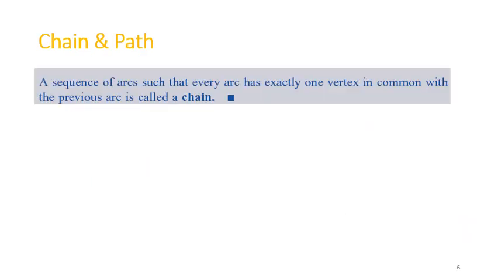Now let's define these two terms, chain and path. Let's start with chain. A chain is a sequence of arcs such that every arc has exactly one vertex in common with the previous one. This is the key here. Every arc has exactly one vertex in common with the previous arc. We have a sequence of arcs, and if this happens, we have a chain.